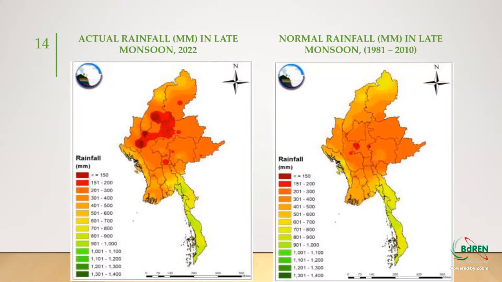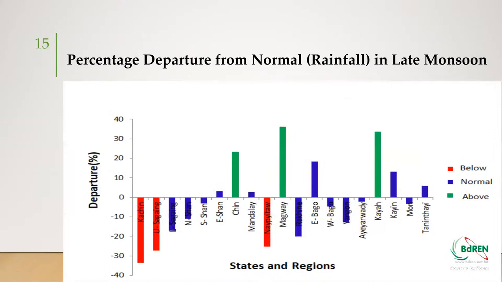In this slide, we can see the actual rainfall condition in the late monsoon season. Here on the left-hand side, also in the northwestern part of Myanmar, Kachin, Sagaing, and also Chin, and some areas in central Myanmar, we observe below normal rainfall compared with the 30-year normal. Here we can see Kachin and Sagaing, the northern part of Myanmar, and Naypyitaw also have below normal rainfall, while in Chin, Mon and Kayah state, we observe above normal rainfall.